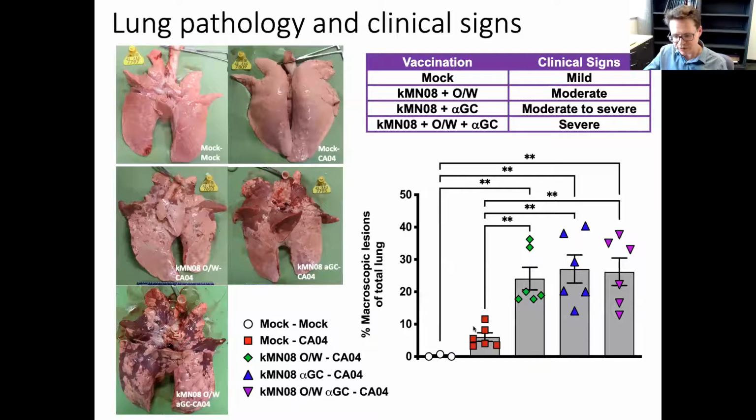Okay, so what did we find? We found that pigs vaccinated with alpha-galsa, with or without the oil and water adjuvant, had extremely severe clinical signs and lung pathology compared to pigs that were unvaccinated. And we found that clinical signs were particularly severe in both treatment groups that received alpha-galsa. In fact, some of these pigs didn't make it to the end of the study, and they had to be euthanized early.